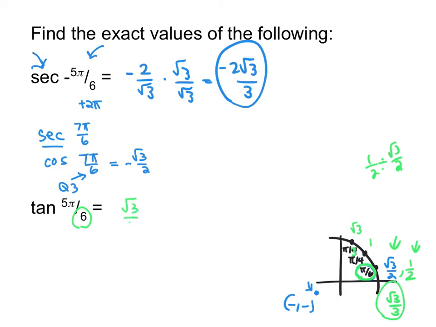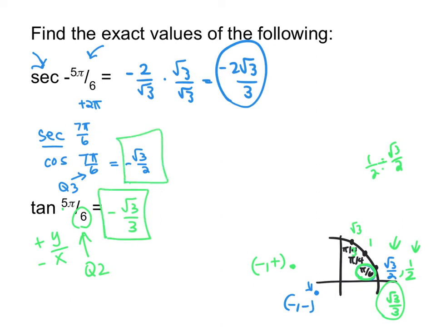And I just need to put the appropriate signs. I know tangent is y over x. I know 5 pi over 6 is in quadrant number 2, right about here. So I know that I have a negative x and a positive y. So with a negative x and a positive y, a positive divided by negative is negative. So this is going to be negative square root of 3 over 3.